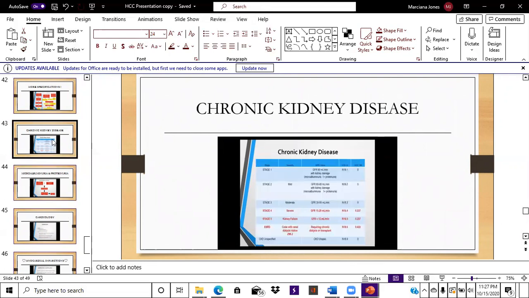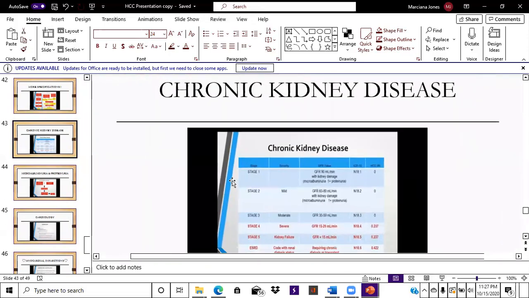So now let's talk about CKD. There are different stages to CKD. Now, if the physician has not specified which stage, use unspecified. It still has a RAF score, but just not the highest RAF score you could have had. So that code is going to be N18.9 for the CKD unspecified.